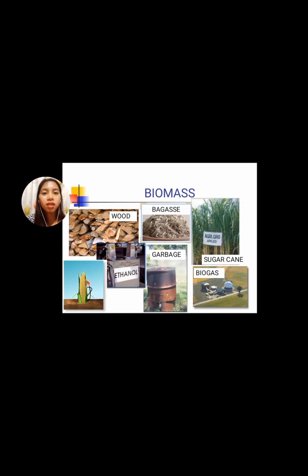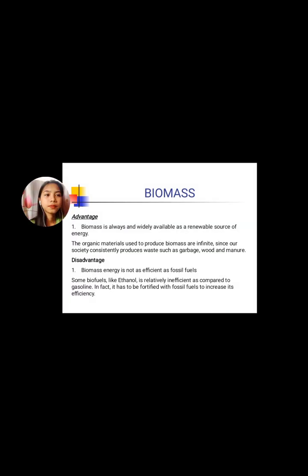As you can see, these are examples of biomass that I stated. The advantage of biomass is that it is always and widely available as a renewable source of energy. The organic materials used to produce biomass are infinite, since our society consistently produces waste such as garbage, wood, and manure. The disadvantage of biomass energy is that it is not as efficient as fossil fuels. Some biofuels like ethanol are relatively inefficient compared to gasoline. In fact, they have to be fortified with fossil fuels to increase their efficiency.